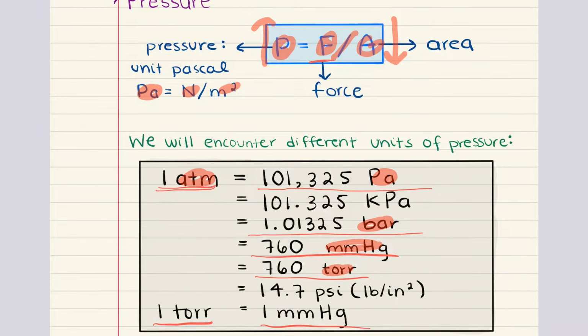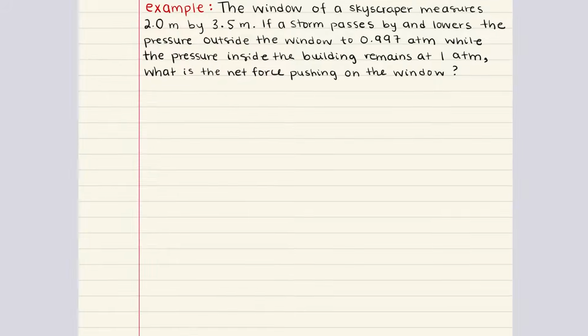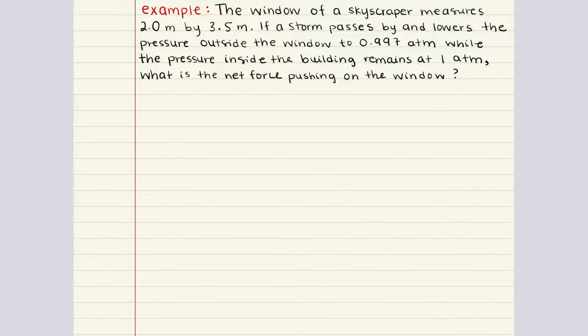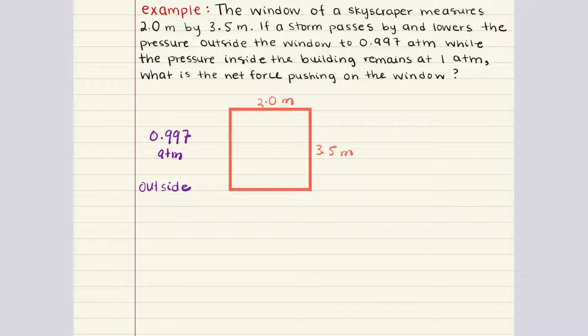With that being said, let's go ahead and tackle a practice problem together. This problem says the window of a skyscraper measures 2 meters by 3.5 meters. If a storm passes by and lowers the pressure outside the window to 0.997 atmosphere, while the pressure inside the building remains at 1 atmosphere, what is the net force pushing on the window? Now, to calculate force, we can look back at our pressure equation.